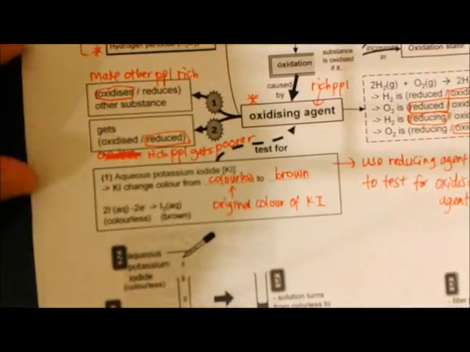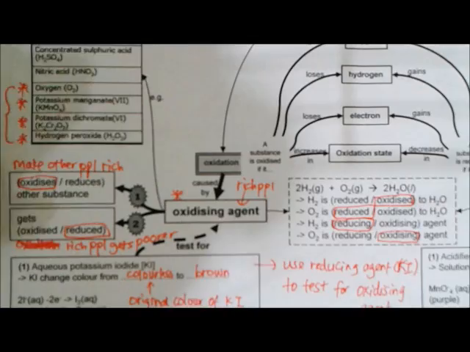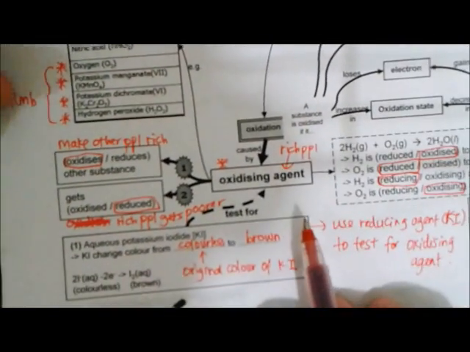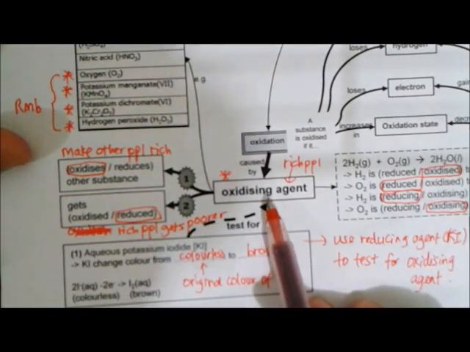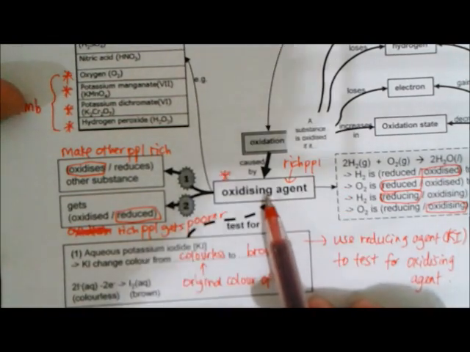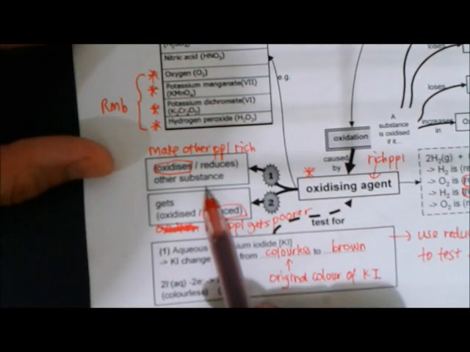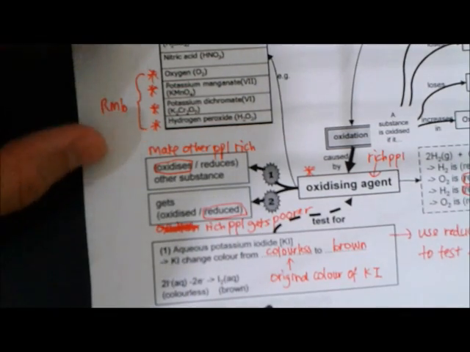The second half of the redox chapter is about oxidizing agent and reducing agent. And you need to know that for oxidizing agent, two things happen. First, an oxidizing agent will oxidize another chemical. And the second thing is that the oxidizing agent will itself get reduced. It oxidizes another substance, and itself gets reduced.